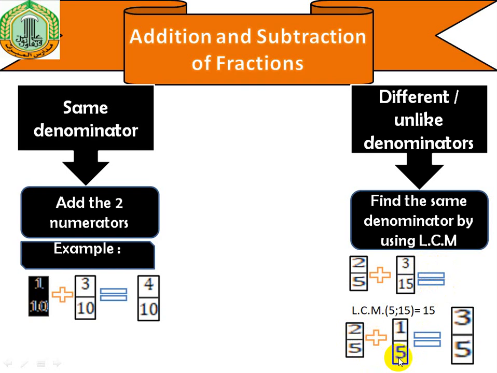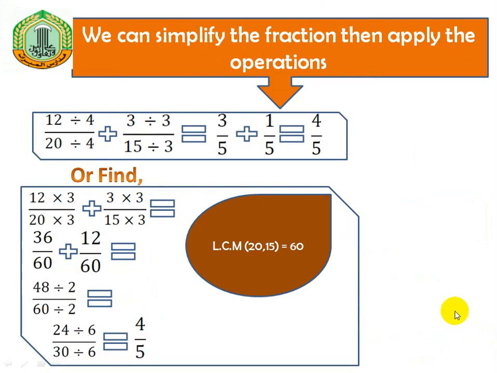So, we have the same denominator between the two fractions. So 2 plus 1 is 3, and we kept the denominator the same. We can simplify the fraction and then apply the operations, as we said before.